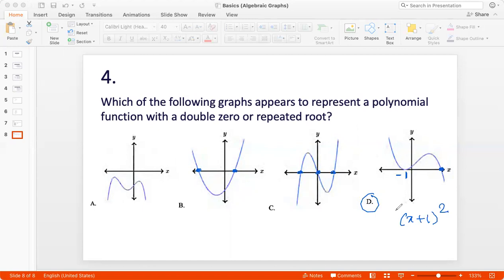So this was a very basic explainer on how to approach algebraic graph questions on SAT and ACT.